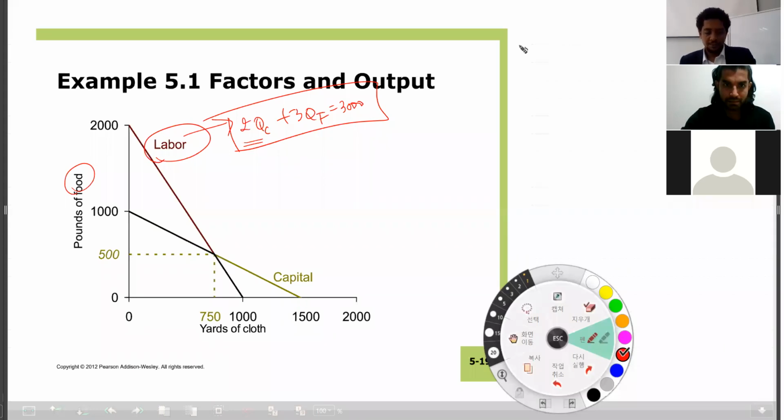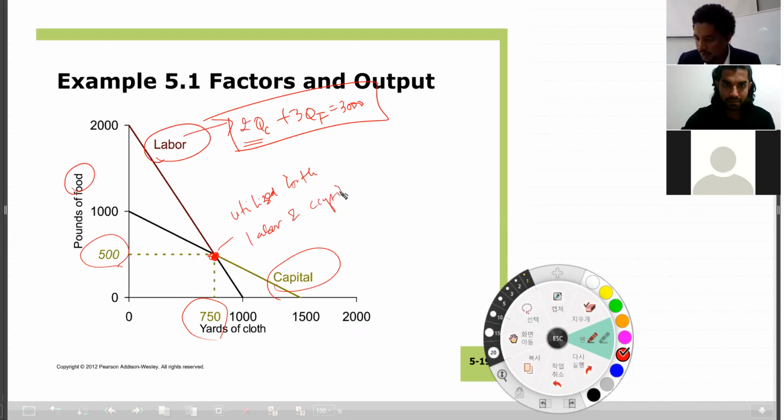Okay, so as I've said, there are so many examples. You can use those examples to compute for the labor constraint, the capital constraint, the optimal amount. So these amounts are at this point, and this point means we have efficiently utilized both labor and capital, right? And you can see the difference here.